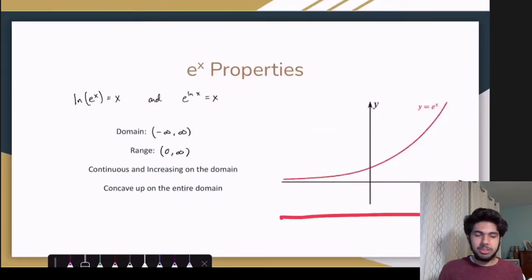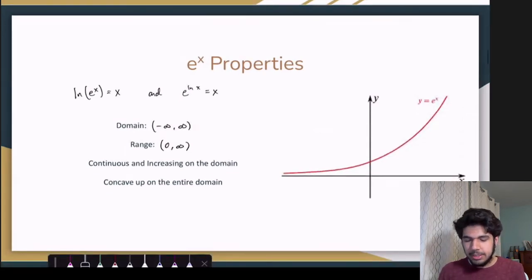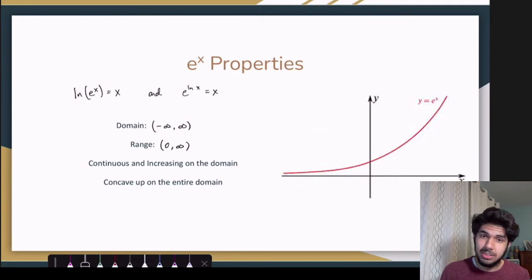We have a nice little graph here of what y equals e to the x looks like. And these are some helpful things to remember. The natural log of e to the x is equal to x, and e to the ln of x equals x. So the ln and the e sort of cancel each other out. They're inverse functions, which is something we'll be talking about, I believe, in the next video.